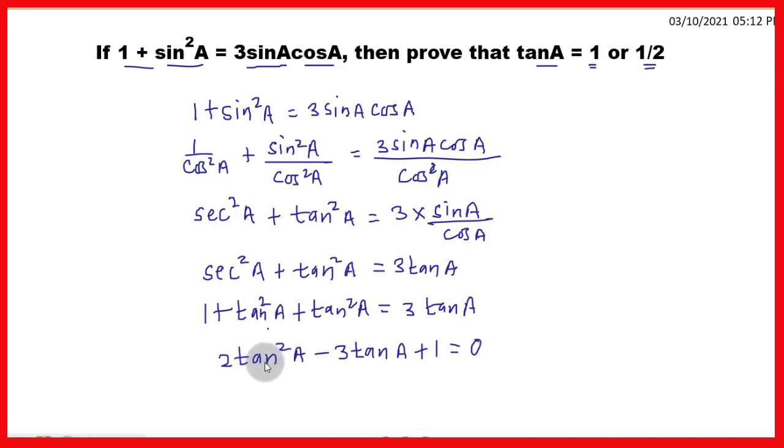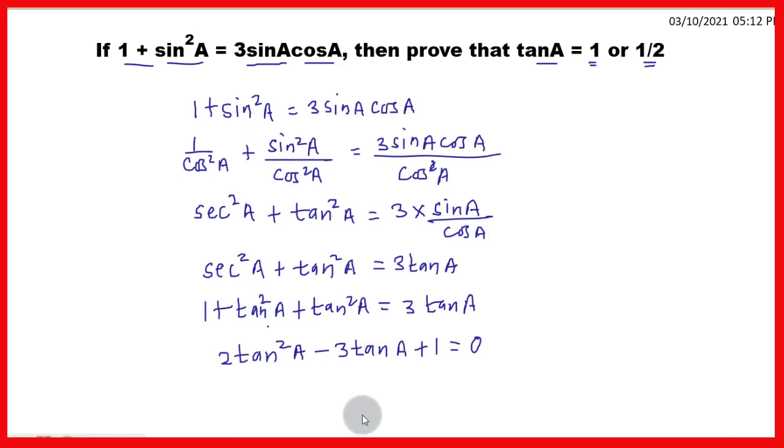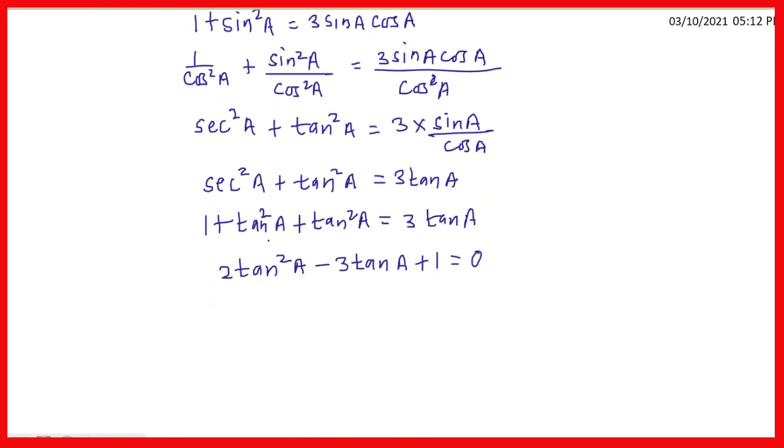Now this is just like 2x square minus 3x plus 1 is equal to 0. So this is the quadratic equation. By splitting the middle term, we can find the factors. So the factors will be tan a minus 1 into 2 tan a minus 1, that is equal to 0. So the product of these two brackets is 0. Therefore either this bracket should be 0 or this bracket should be 0.